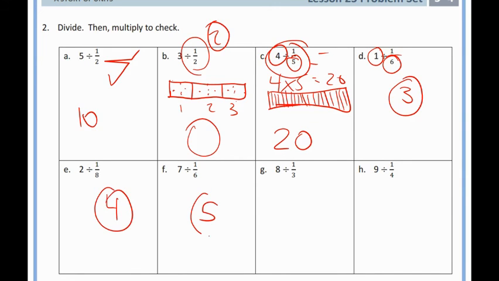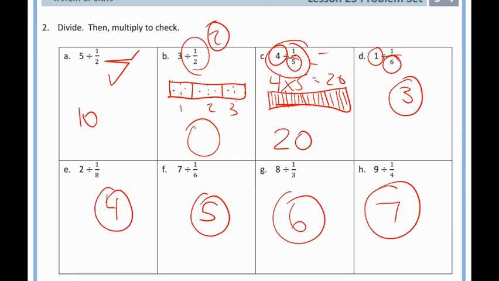4, 5, 6, and 7. So that's all you have to do. What we're going to do is have you do that, and then the next assignment is going to be some word problems on that. Okay.